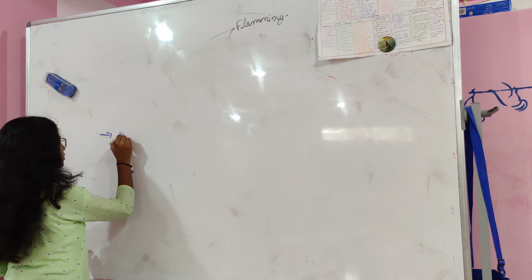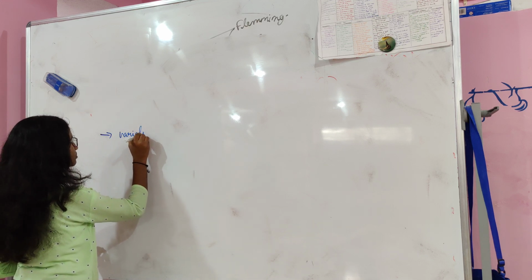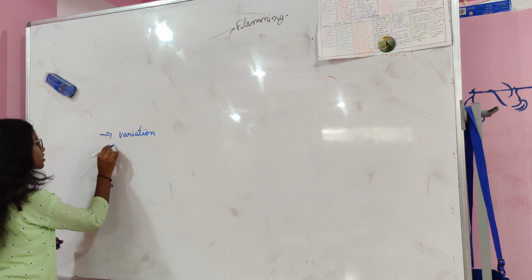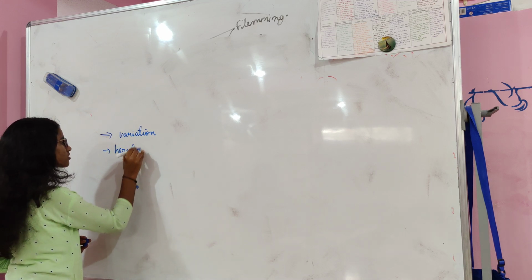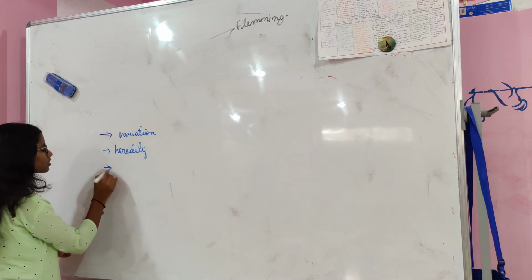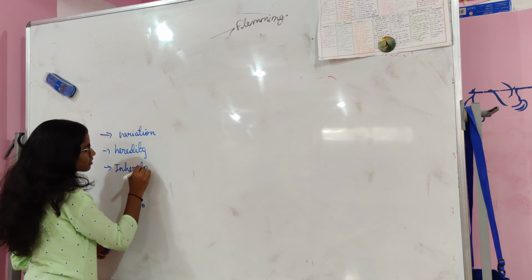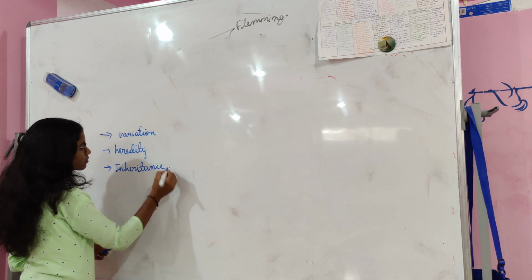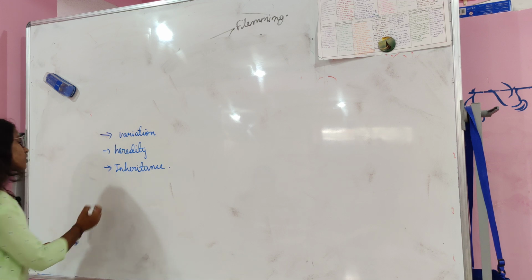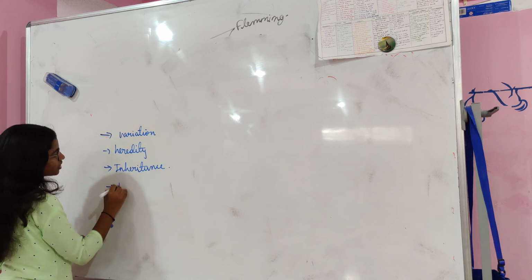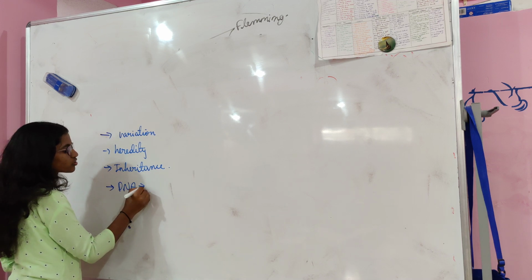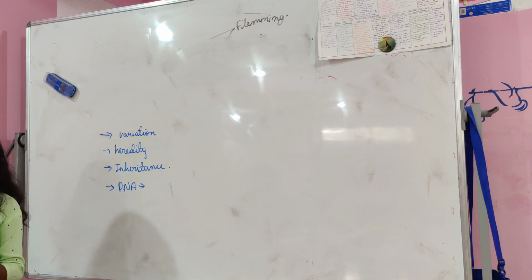We learned what was variation and what was heredity. And we also learned what was inheritance, right? We learned about DNA, details of DNA. Yes, deoxyribonucleic acid. So we learned that DNA is made up of 4 bases.